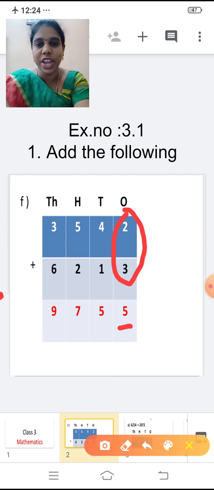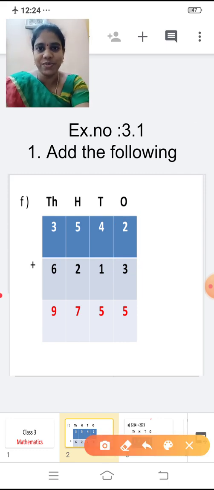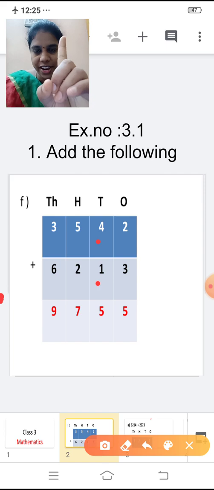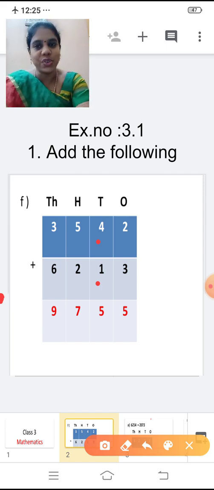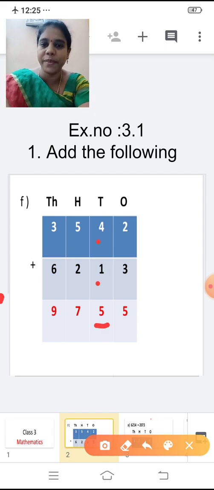Now what should we do? Next we have to add the tens place, isn't it? 4 and 1. Add 4 plus 1, 4 in the mind, 1 in the finger. After 4, 5. 4 plus 1 is 5. So you are going to write it down below.